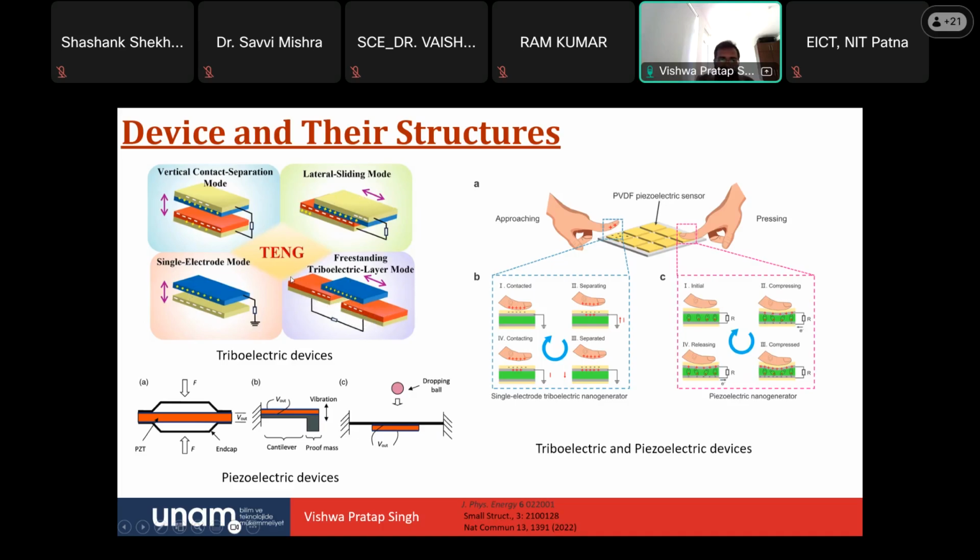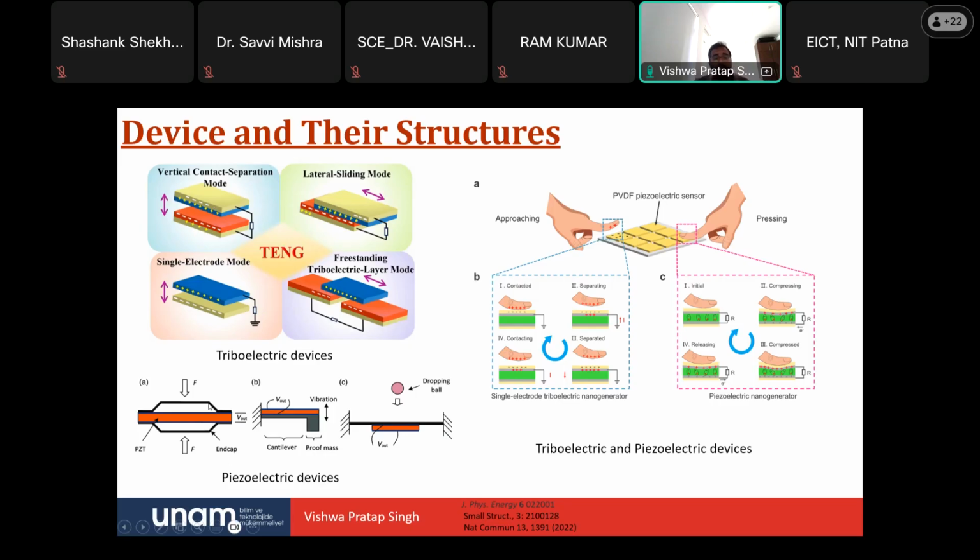So obviously you can get any voltage or any charge out of these four modes, but the problem is that whatever devices they are making, even in these four modes, they have only film based devices. So these are actually film based devices.